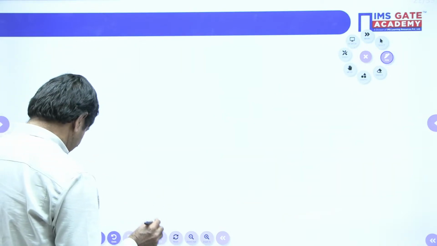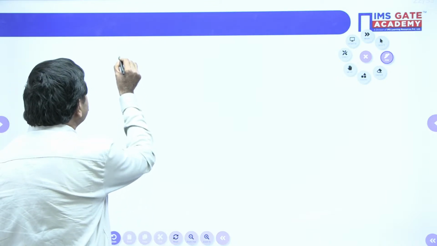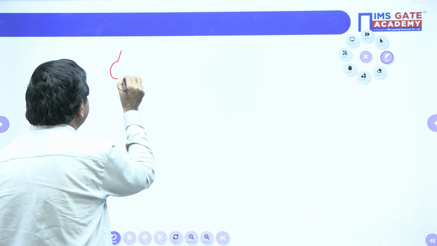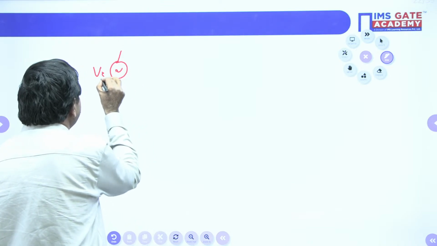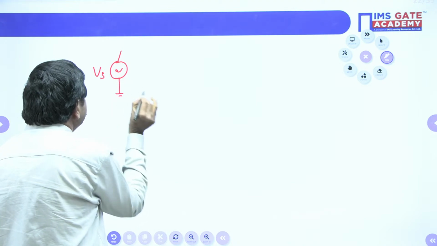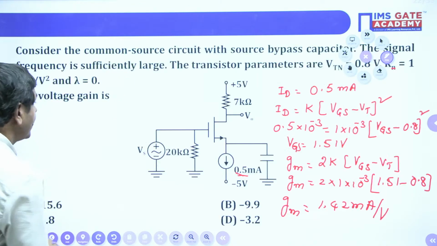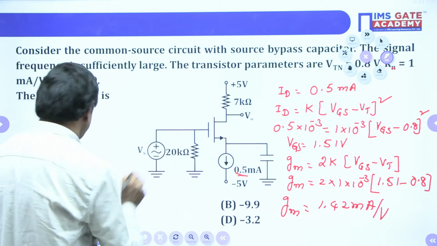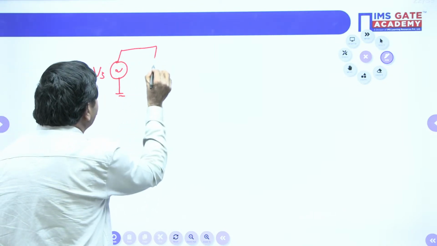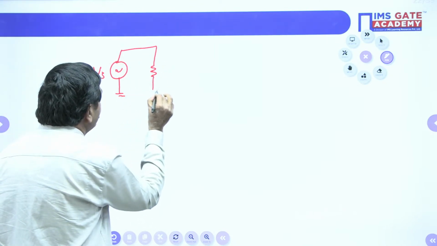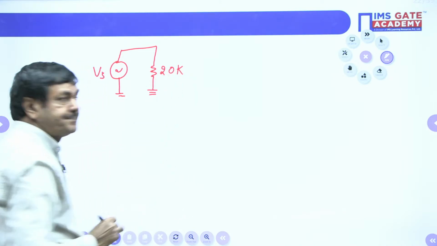Initially it is connected with Vs. The source voltage is given. Wherever an AC source is given, that must be taken as it is. Under AC analysis, Vs is taken as it is, connected to the ground. And also, what is given? 20 kilo ohms is given. I will note it down and connect it as it is. 20 kilo ohms, I connected 20K.